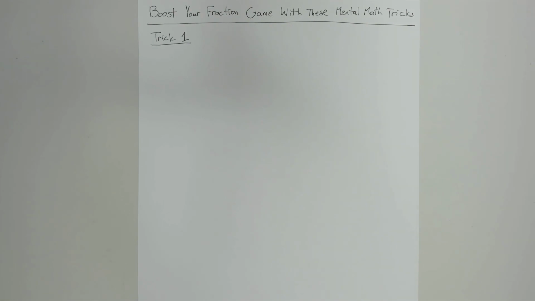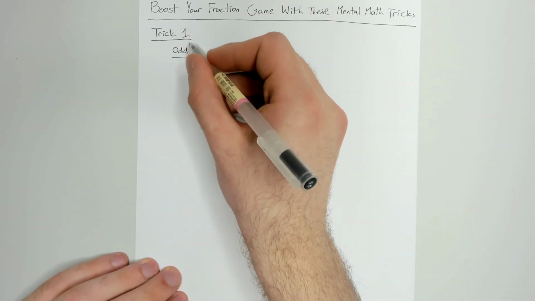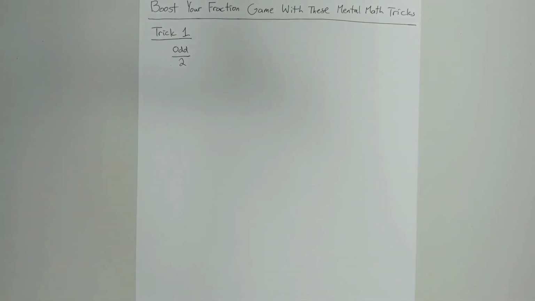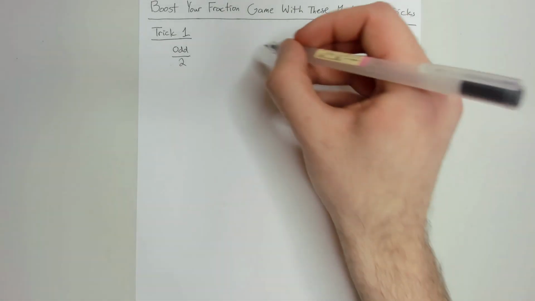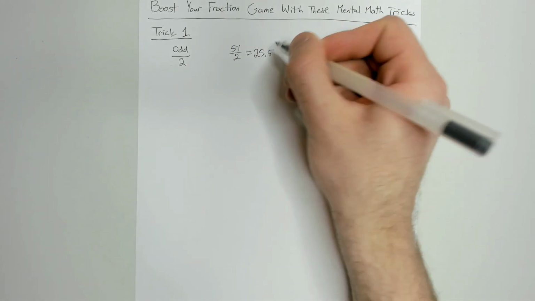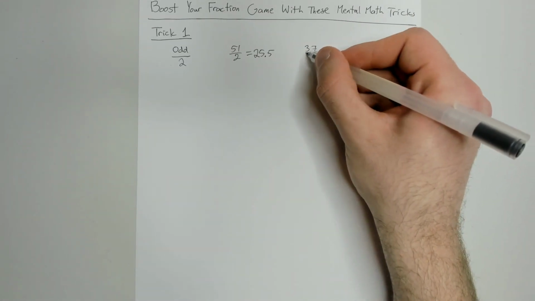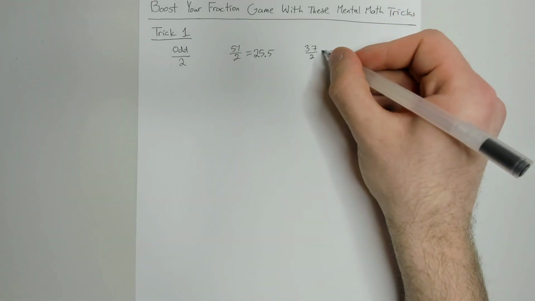Alright, so the first trick is kind of like a take it or leave it sort of trick. In my opinion, it can often streamline your process of converting fractions into decimals, but it isn't necessarily faster than just using your traditional division method. But here's the trick. The form of the fraction where we can use this trick is where you have an odd numerator over a denominator of 2. For example, if I gave you 51 over 2, I know immediately that that is 25.5. So I was using my mental math trick to figure that out. Or if I gave you 37 over 2, I know immediately that that is 18.5.